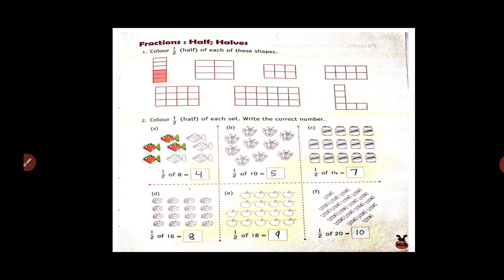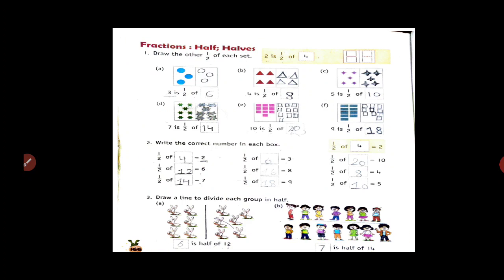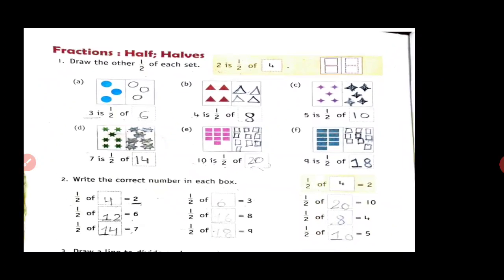Now moving on to the next page. Page 166. Fractions, half, halves. Over here, again the concept of half is being used. Let's read the first question. Draw the other half of each set. The first one has been done for us.